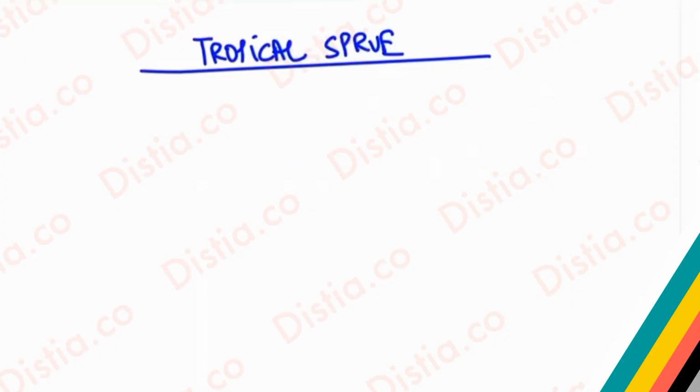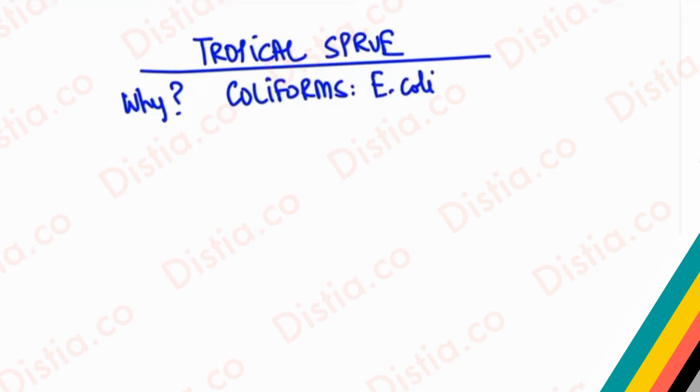The next topic I'm going to explain to you is tropical sprue, which I will explain regarding adult patients. The number 1 reason why this can happen is primarily because of coliforms. And in the coliforms, the predominant one is E. coli. In some books, they will also mention Giardia, but if both are given in questions and they ask for a single best response, your answer happens to be E. coli.